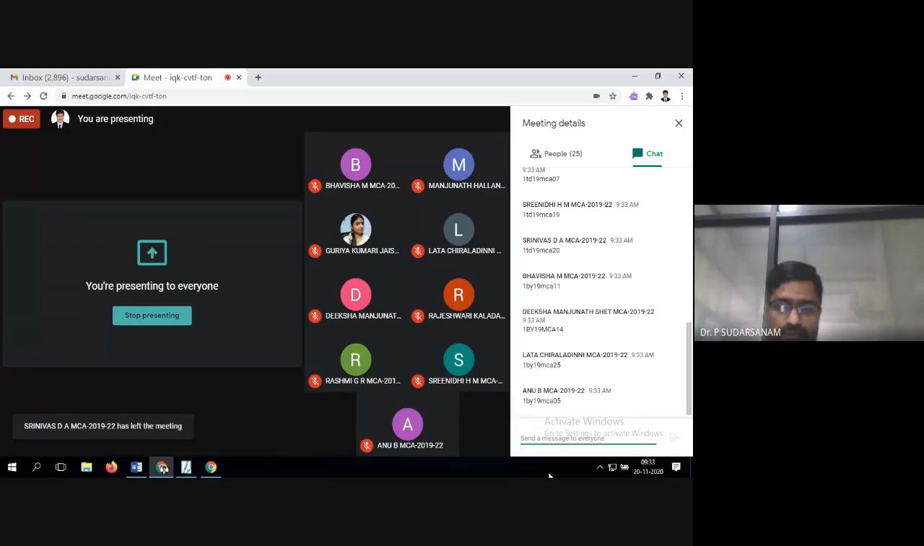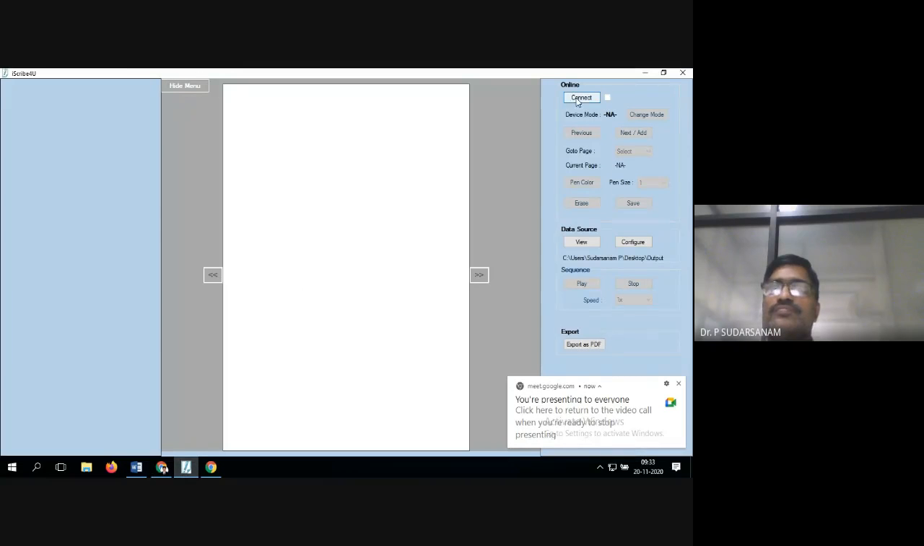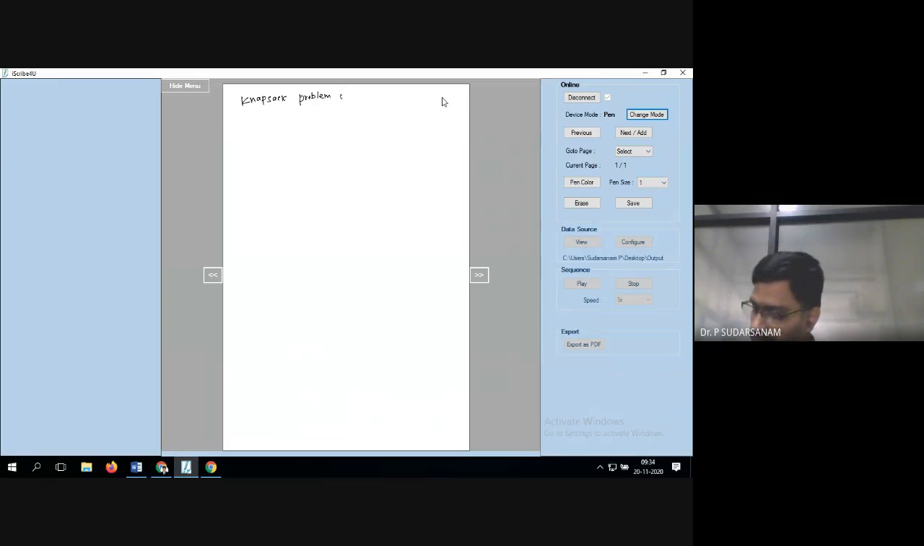Right. So the knapsack problem using the memory functions. Knapsack using memory functions. I'll write it once again. Algorithm.